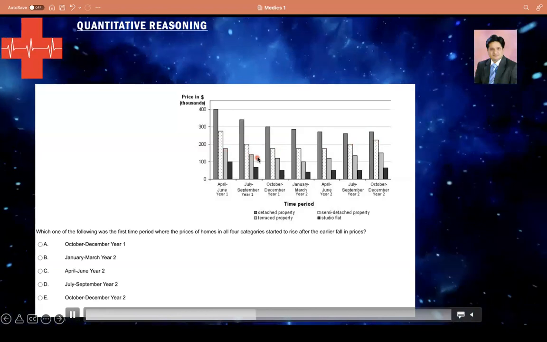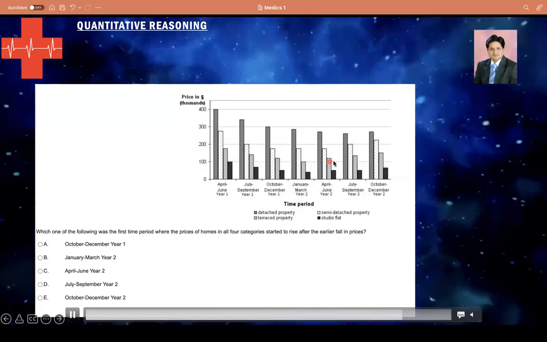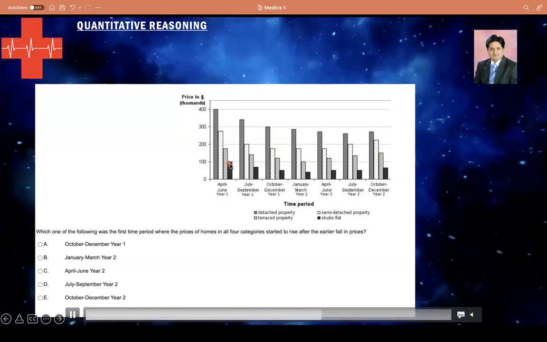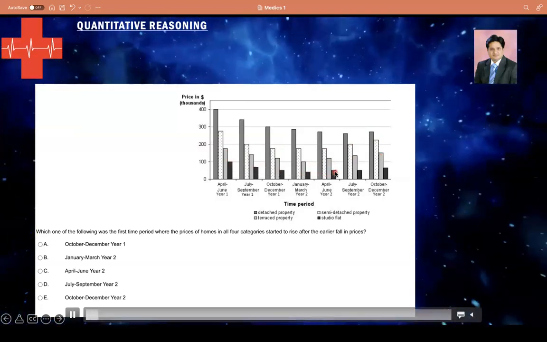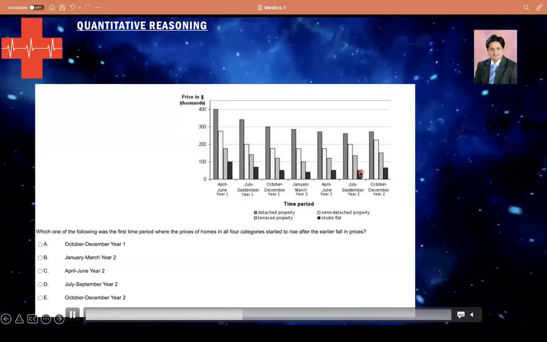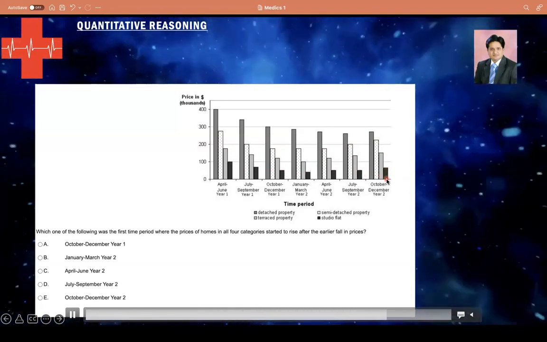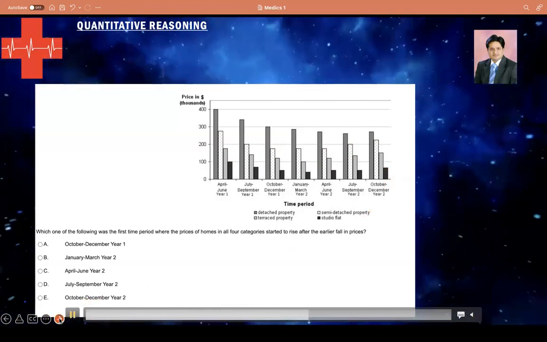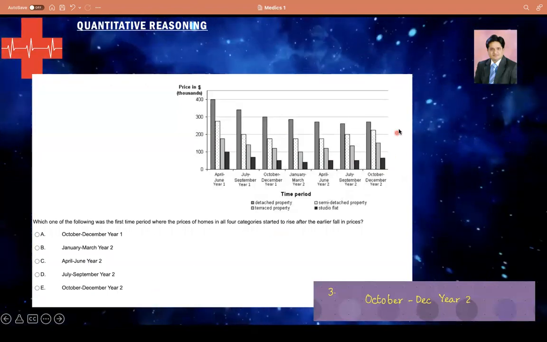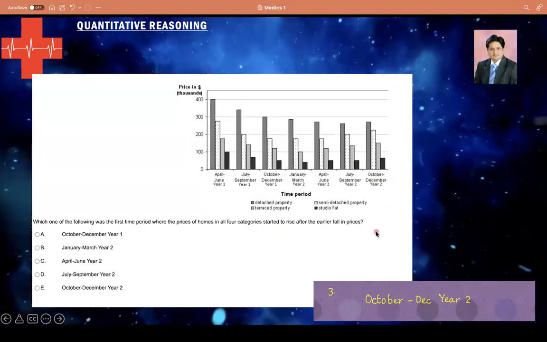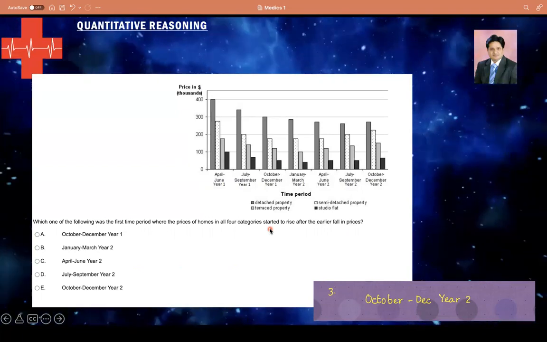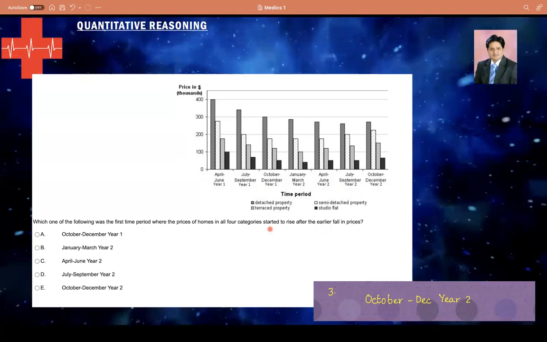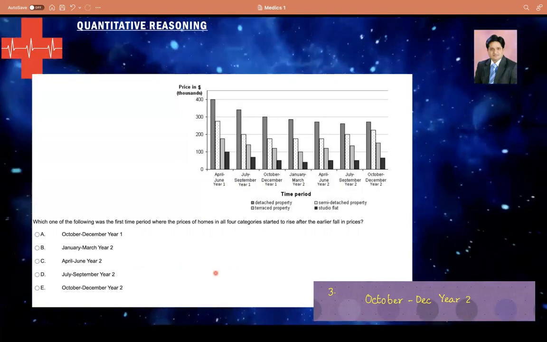Now, if I look here, this is decreasing, and here it has started to increase. Here you see it is decreasing until here, where it has started to increase a little bit. So if you check the answer, this would be October to December year two. October to December year two is the time when the prices of homes in all four categories started to rise after the earlier fall in prices. So this is just reading the graph and answering the questions.